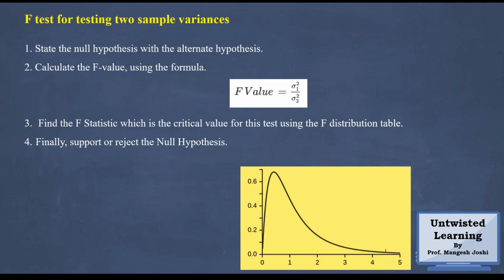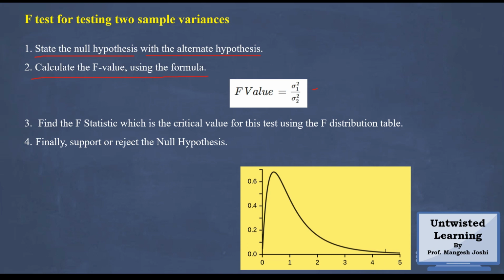So the next is F test for testing two sample variances. We have seen the proportion case. Now F test for testing two sample variances. What is the procedure? State the null hypothesis with alternate hypothesis. Calculate the F value using the formula. F value is sigma 1 square by sigma 2 square. Third is find the F statistic's critical value for this test using the F distribution table. And finally, support or reject the null hypothesis.